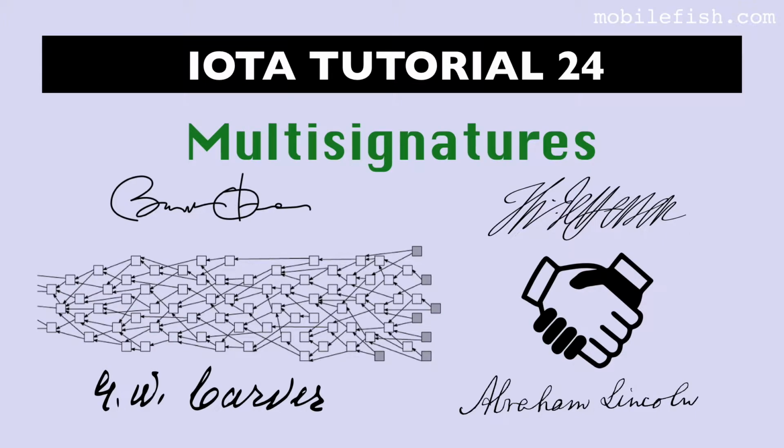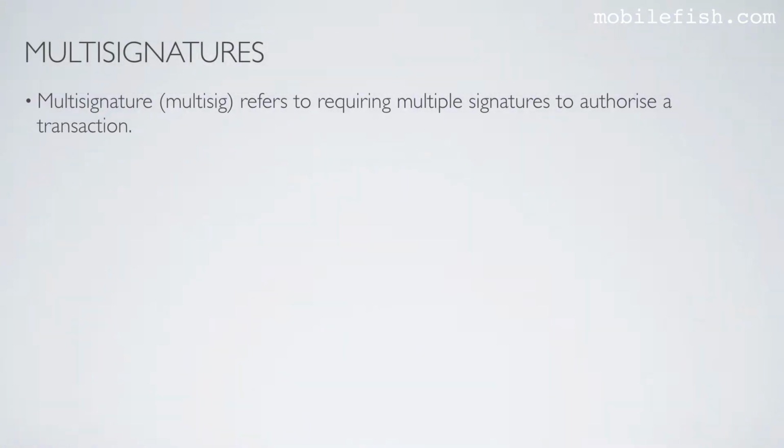In this video, I will explain what the purpose is of multisignatures and how to use IOTA multisignatures. Multisignature or multisig refers to requiring multiple signatures to authorize a transaction. There are two types of multisignature schemes.